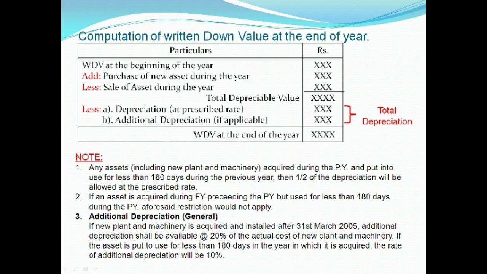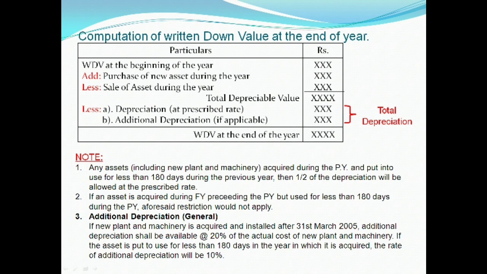Then we deduct the depreciation at the prescribed rate mentioned in the particular problem, or we should remember some of the fixed rates for particular fixed assets. Then we deduct one more item, that is additional depreciation. This will be applicable for certain assets that we are going to discuss later. By deducting depreciation and additional depreciation from the total depreciable value, we get WDV at the end of the year. That will be the last answer.